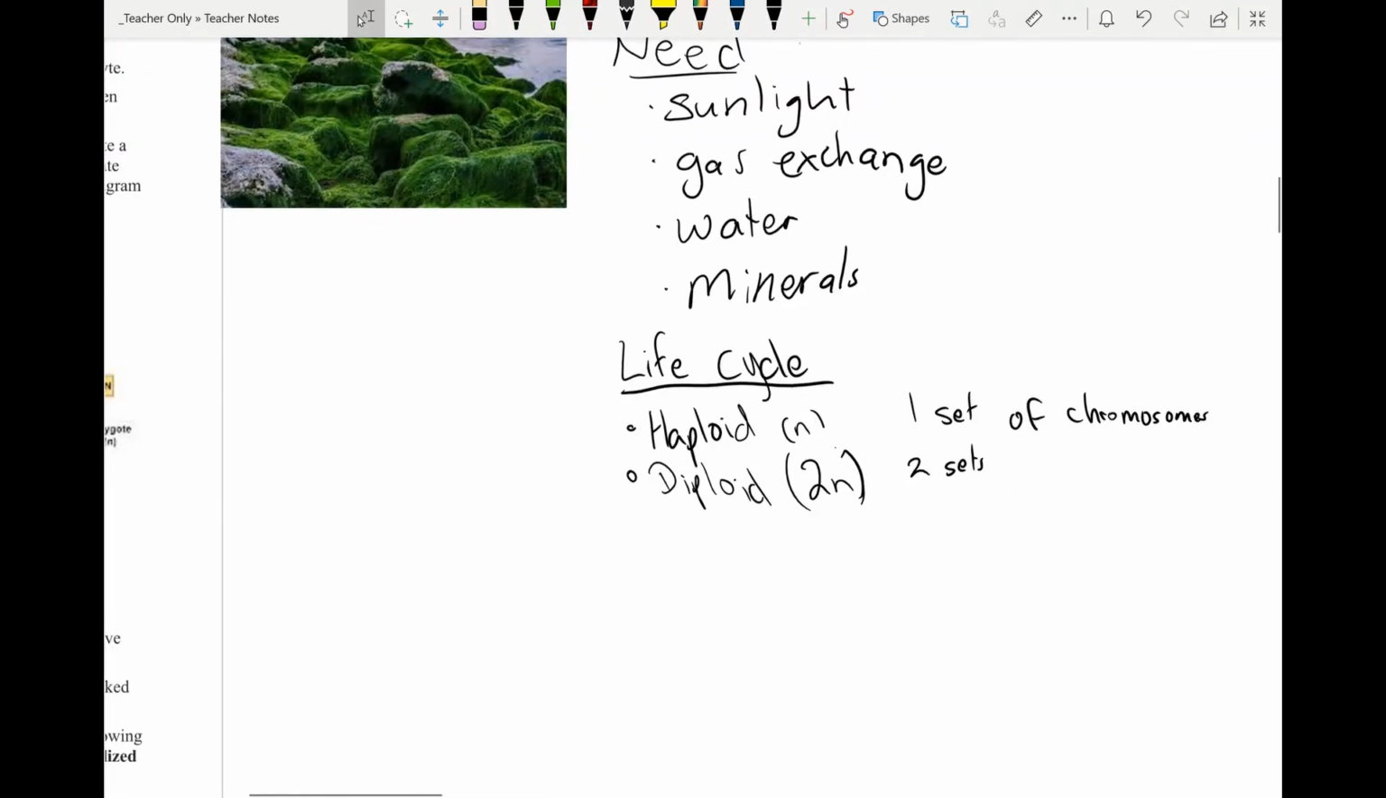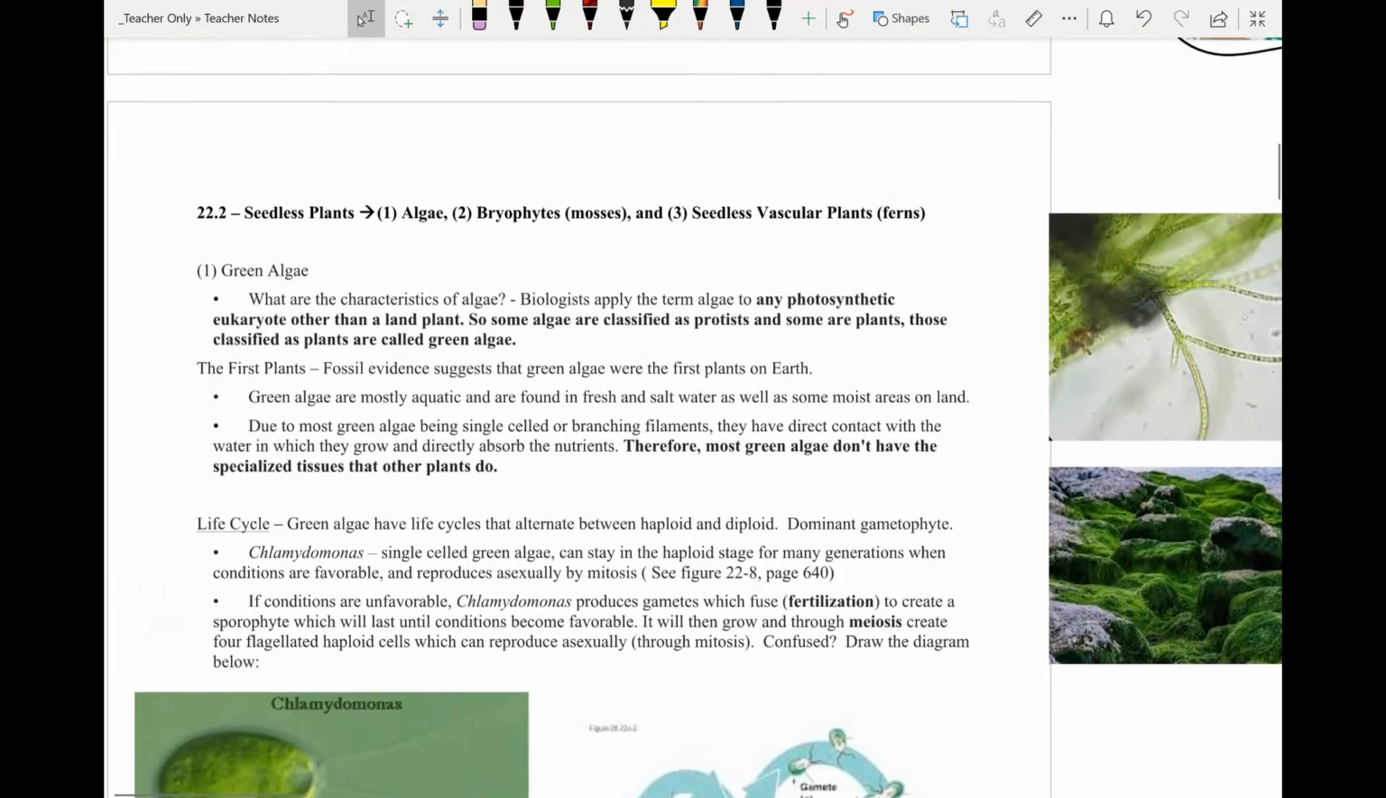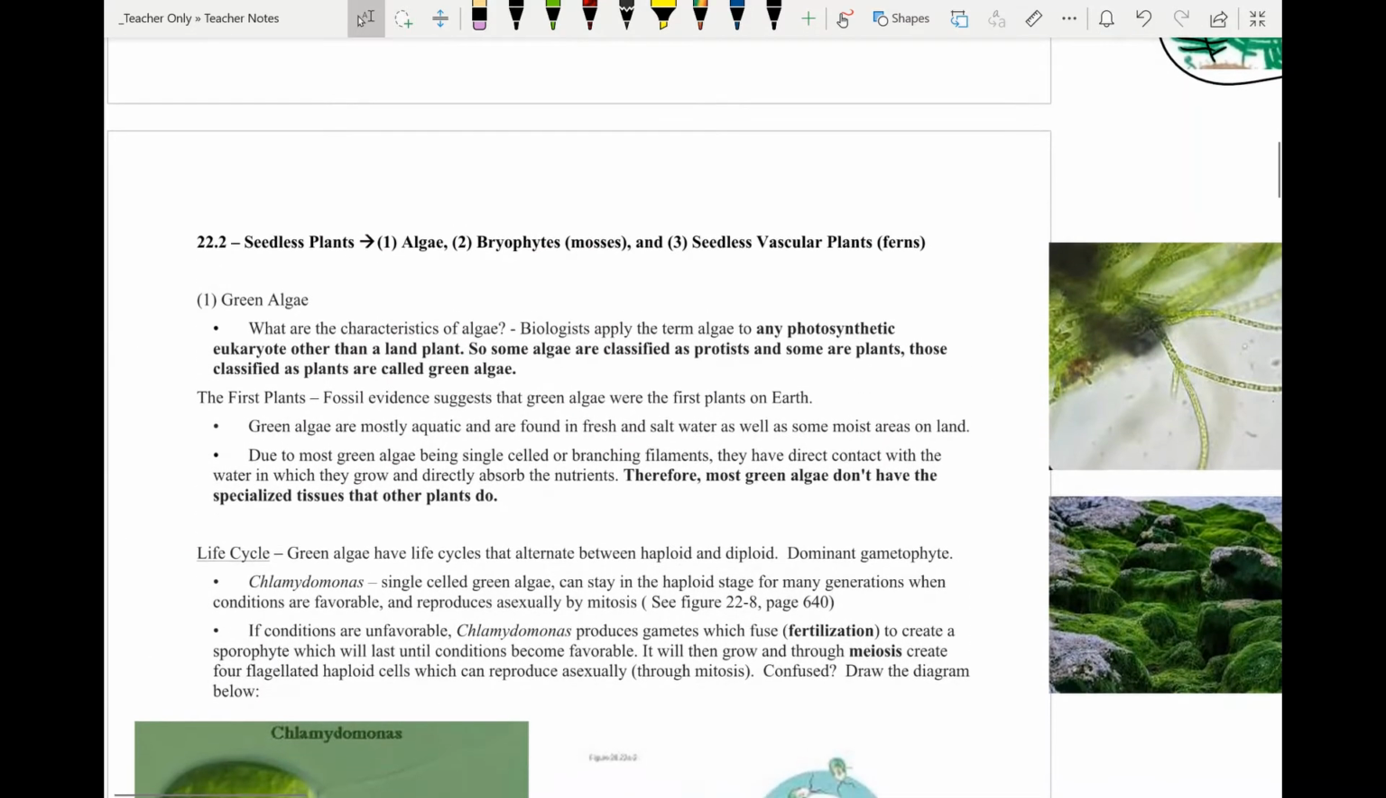Alright, I'm going to start talking about some different forms. So following along with our notes, we're on page 2. First up we're going to talk about seedless plants. So these are plants that don't produce seeds. There's a couple of different categories. There's algae, there's something called a bryophyte, which is basically moss or types of mosses. And then finally there are what's referred to as seedless vascularized plants, or vascular plants. And this would be ferns.